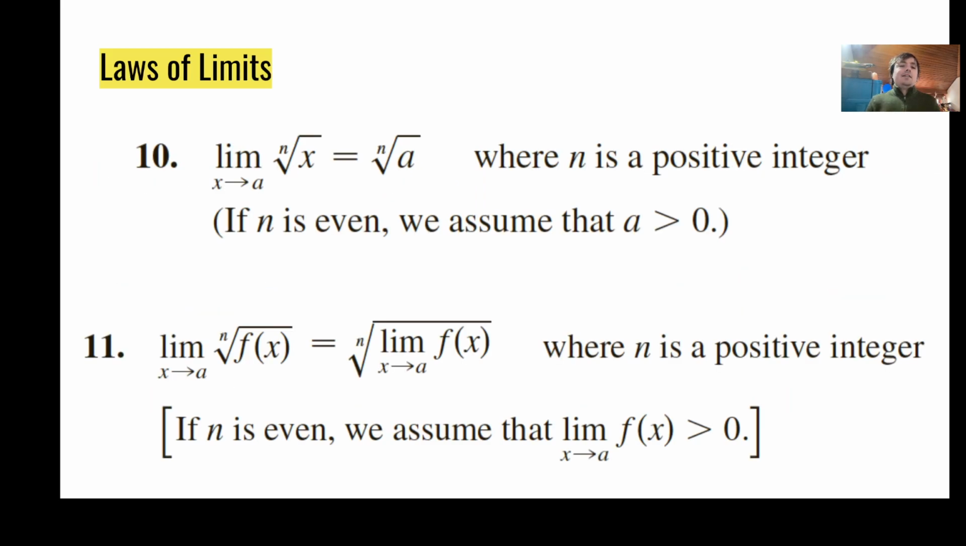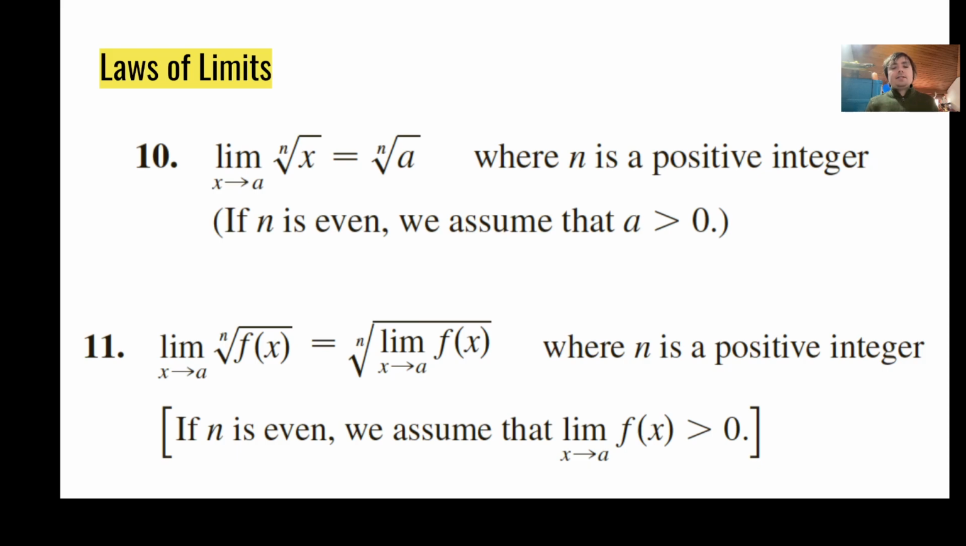All right. Now the next one, the limit of x to the nth root equals the nth root of a. And that's if n is even. We assume that a is greater than 0, because otherwise we would have an imaginary number.